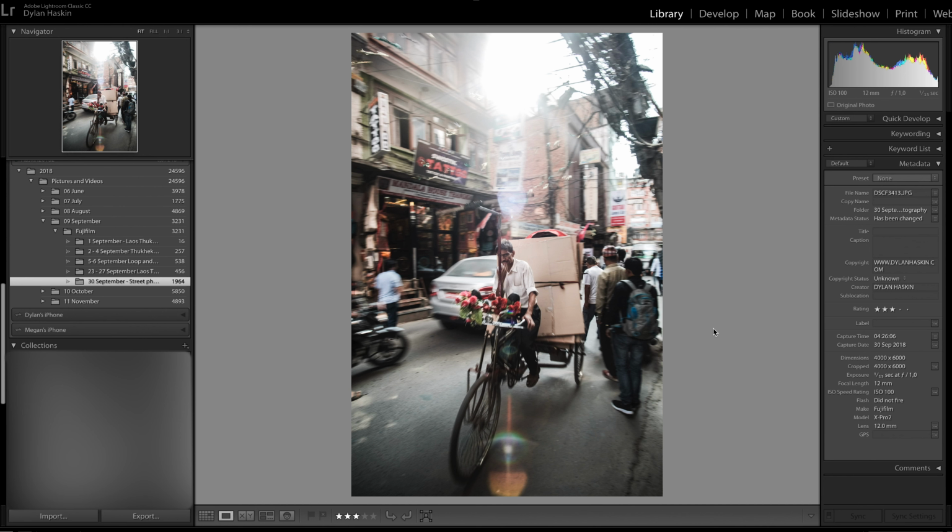Here I was trying a vertical composition, and I quite like this photo because of the sun flare coming in and how the guy was looking into the camera.